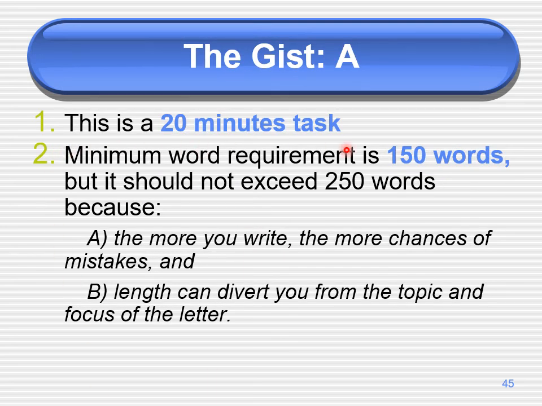This is a 20 minutes task. The minimum word requirement is 150 words, but you should not exceed 250 words, because the more you write, the more chances of mistakes, and length can divert you from the topic and focus of the letter. If it is 150 words, then 170 would be okay, but 250 is too much. This is how the instructions say, but I would suggest you write between 150 and 180 words, not more than that.